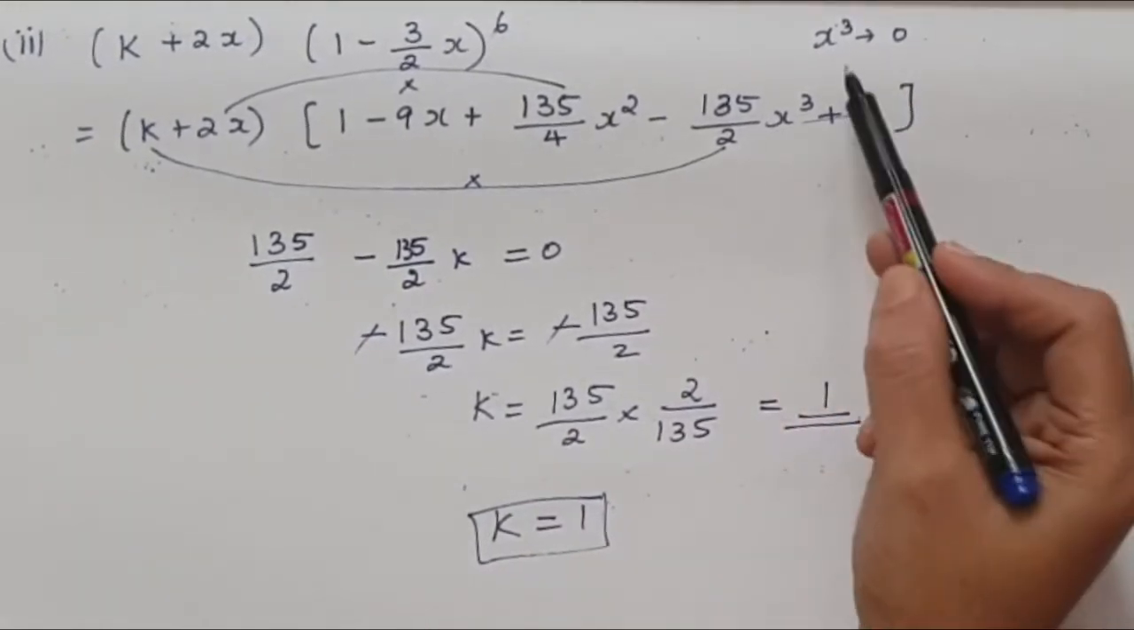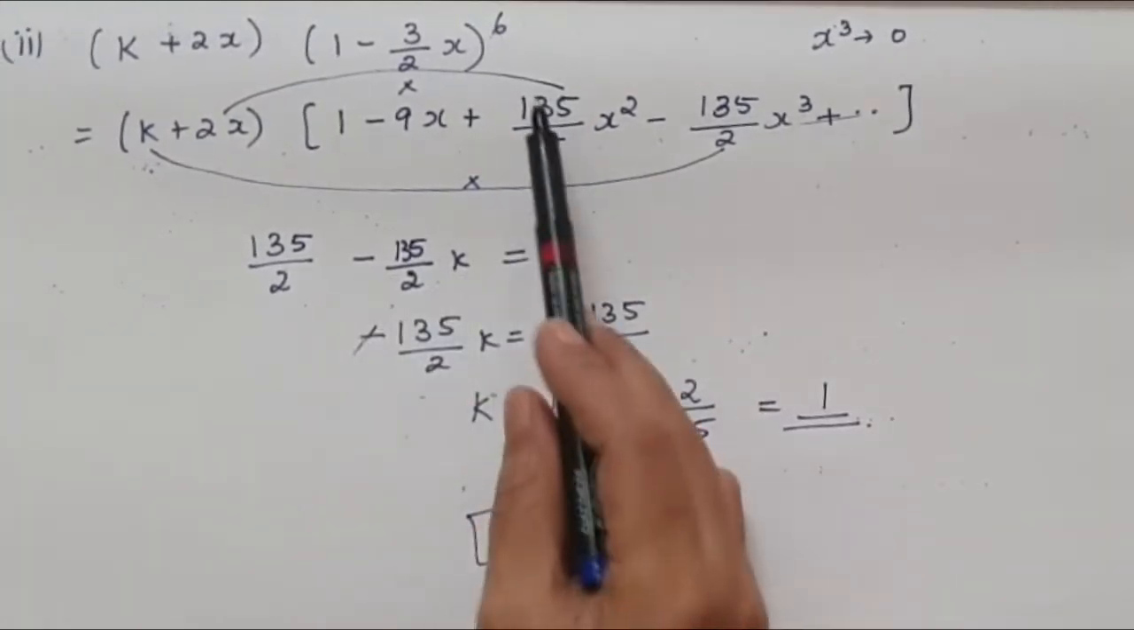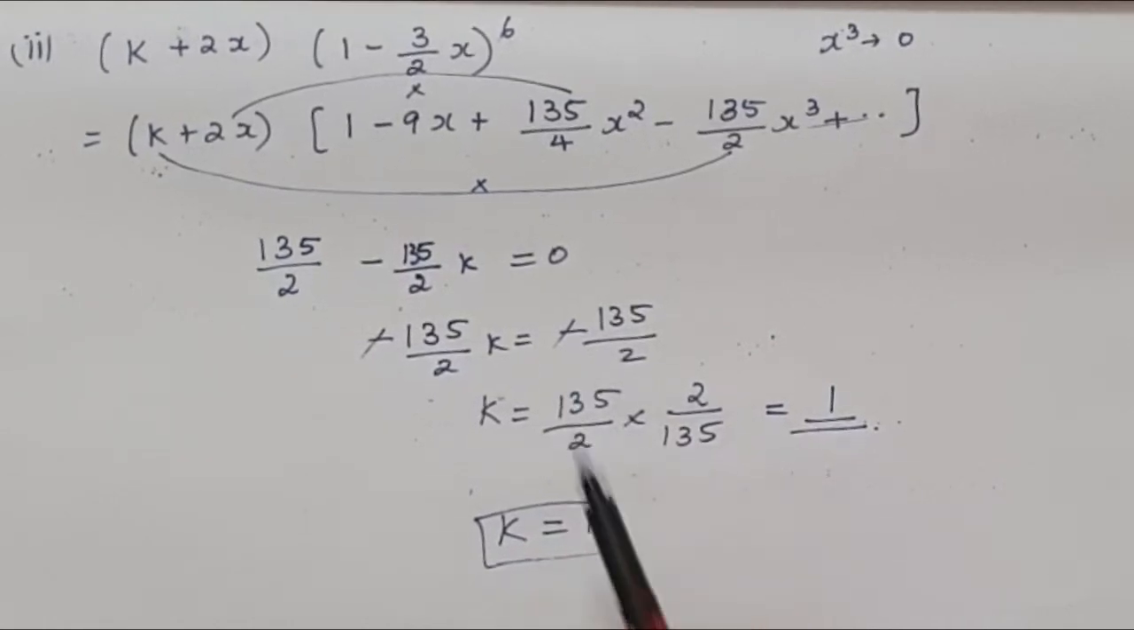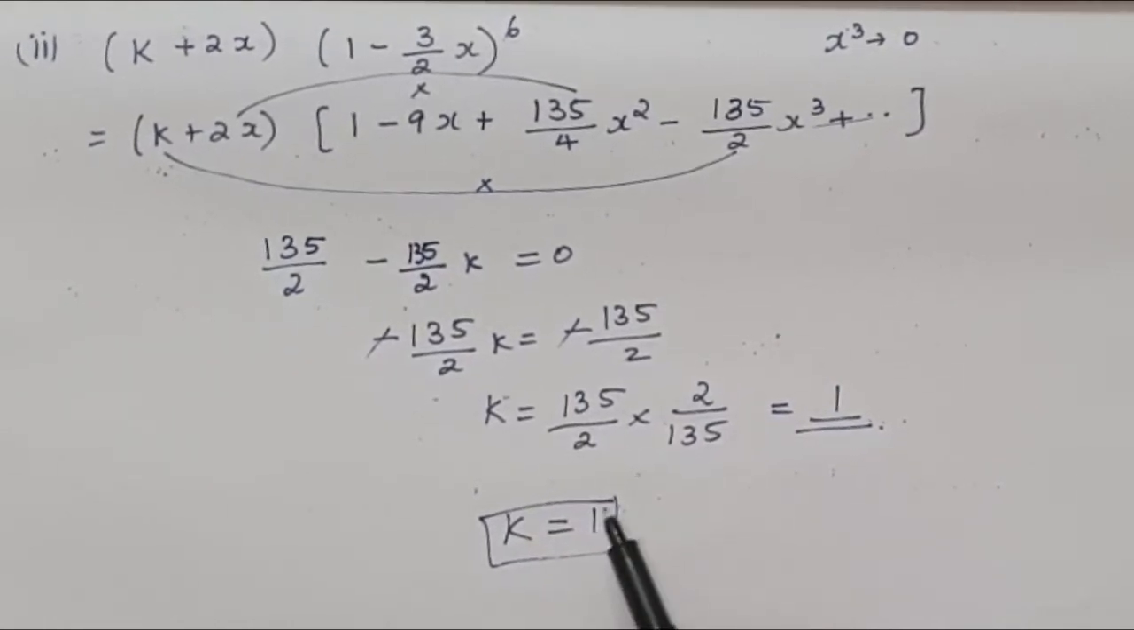It is not that it has to be given as 0. Sometimes they will give us the coefficient of x cube as 90. Any number they will give, and then you have to simplify and find out the answer.